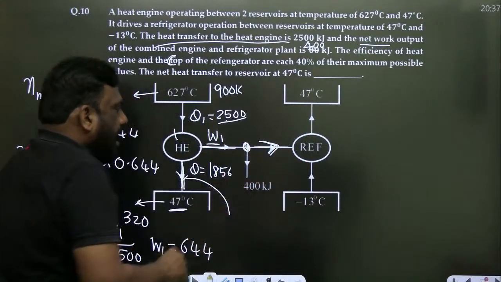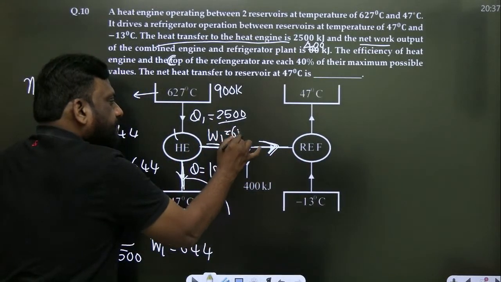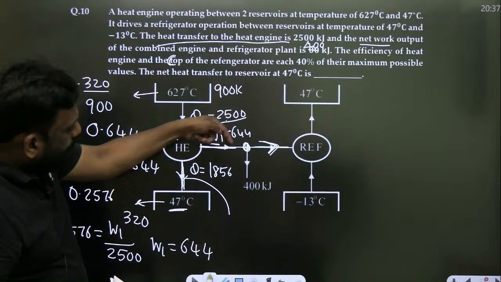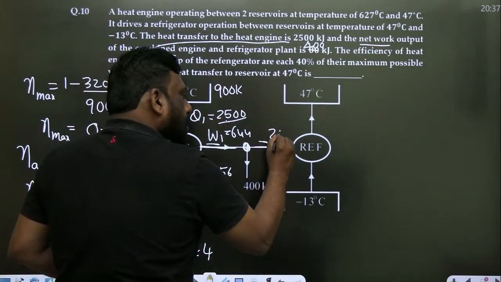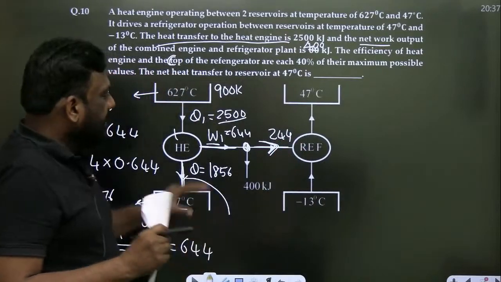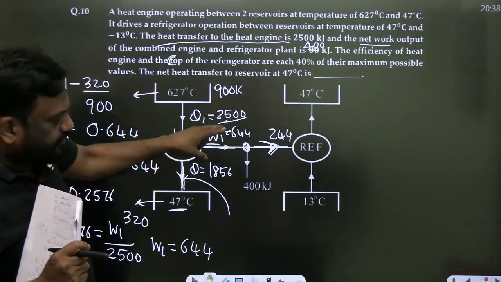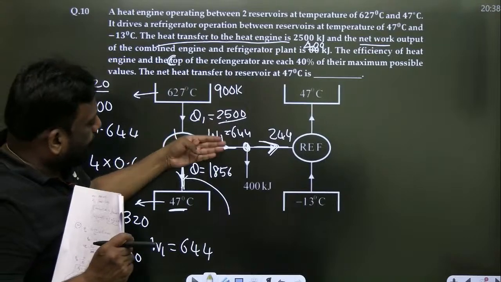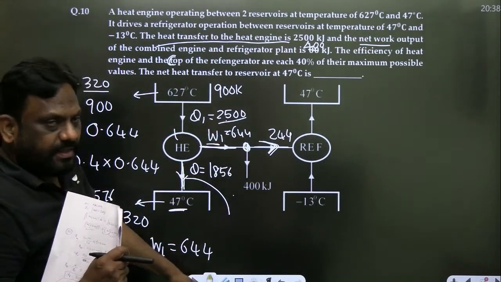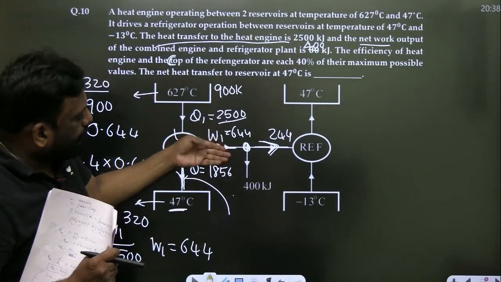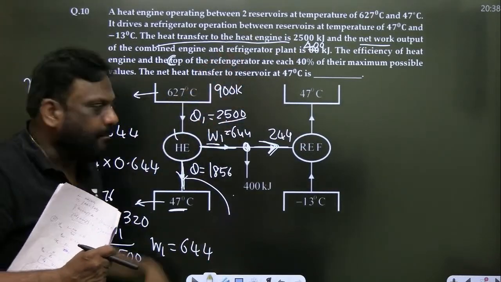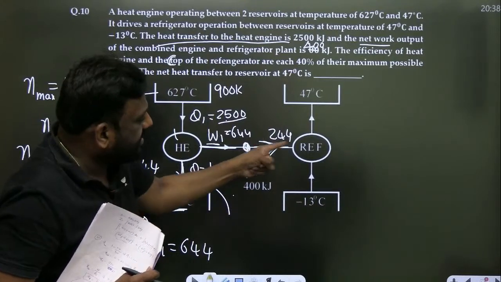Anyone? What will? Out of 644, 400 is the net work. So how much should we supply to this, sir? 244. Listen. This engine is developing 644. Out of 644, 400 is net work. So how much work is supplied to this? You are not getting it, sir. Out of 644, 400 we are getting as net. How much is the rest? 244. That is given to the refrigerator.